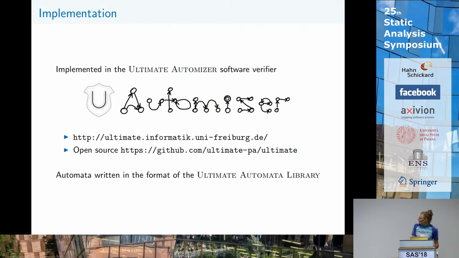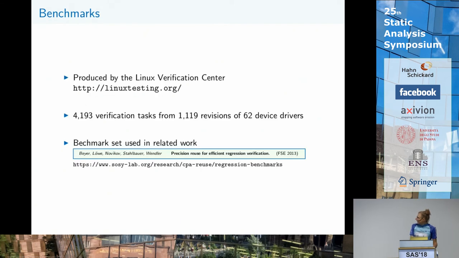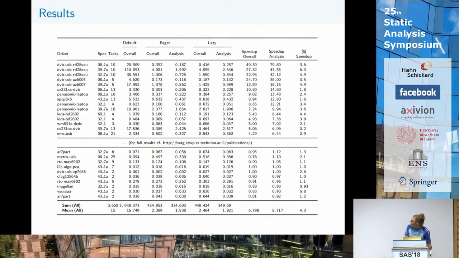So we evaluated this by implementing it in our Ultimate Automizer tool. Our benchmark set is from the Linux Verification Center. This is a group of people that verify individual Linux drivers by considering them in isolation and writing an environment that models the Linux kernel. From them, we got a lot of verification tasks with different revisions of the Linux kernel. This is a benchmark set that was also used in some related work. Okay, and these are the results.